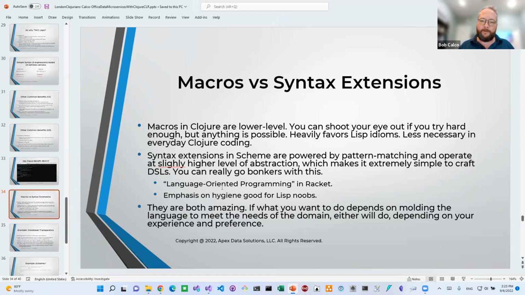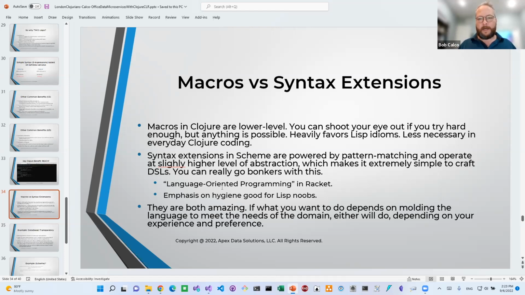This style heavily favors Lisp idioms, which is a good thing. It's a little bit less necessary in everyday Clojure coding because Clojure has a lot more going on as a language. And there are already existing macros that handle so many cases that you could think of, and I'll show one if I have time a little later.